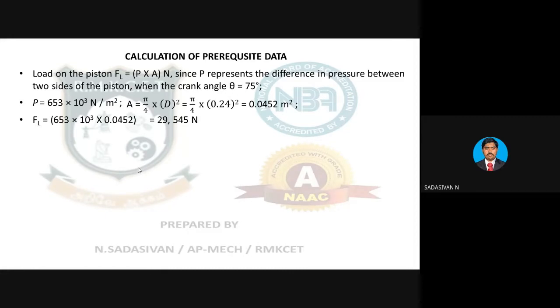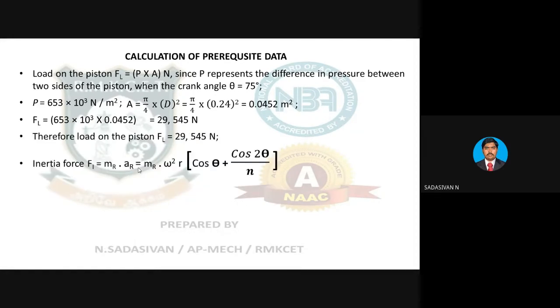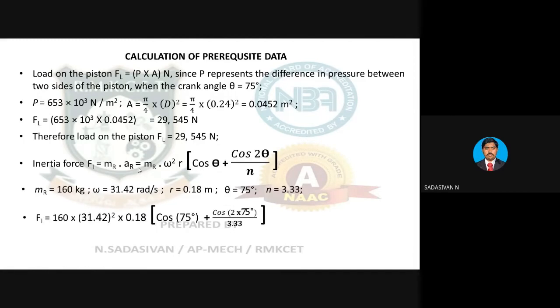So next is my inertia force. Load on the piston is 29,545. This is inertia force, m r omega squared r cos theta. Given data: mass of the reciprocating parts is 160 kilogram, omega is 31.42, radius is 0.18, theta is 75 degree, n is 3.33. Put all the numbers into this formula.